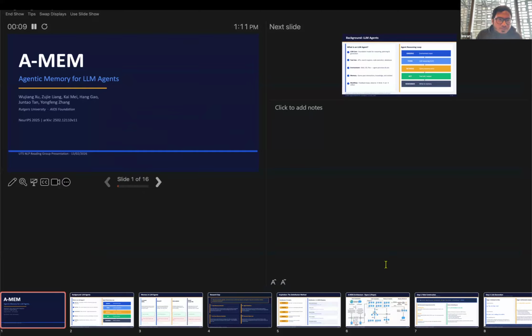Today we will be talking about A-MEM, which is Agentic Memory for LLM agents. I got this inspiration from working on a project where I was trying to integrate memory into some LLM agents. This was published in NeurIPS 2025, later last year, and seems to be bringing some ideas on how we can improve the existing architecture.